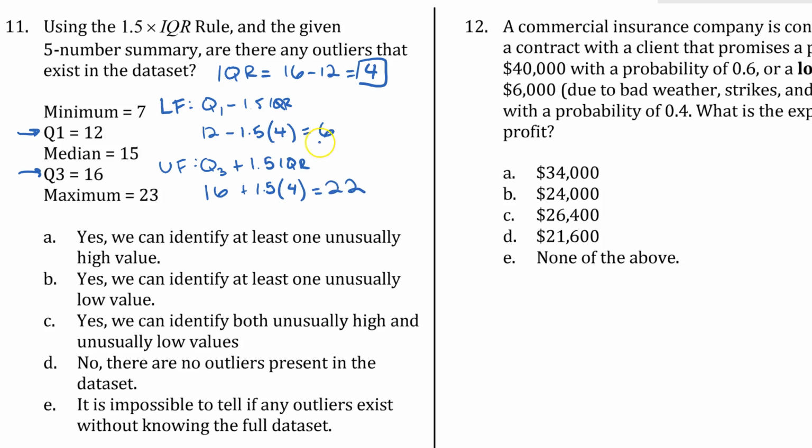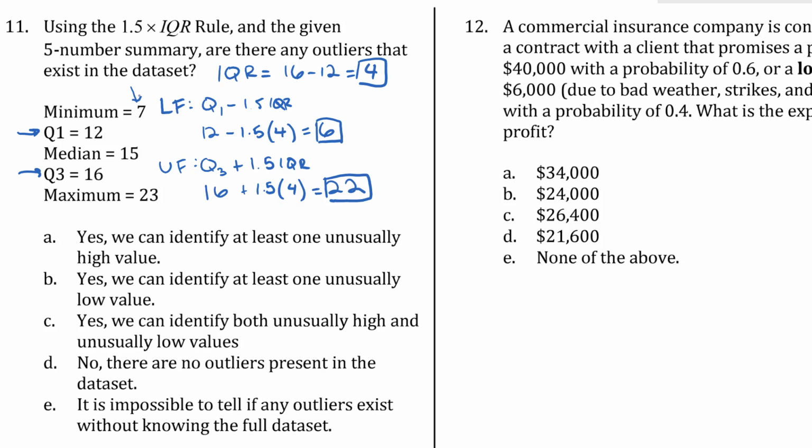So what are these fences that we're finding? Again, these are boundaries for what we consider unusual or outliers. Anything that goes beyond this boundary is an outlier. So we first look at the lower end, and we see, does anything go below 6 on the lower side? Is there anything lower than this that would be considered unusually low? Well, actually, we know the lowest number is 7. 7 is not lower than 6, so we are good.